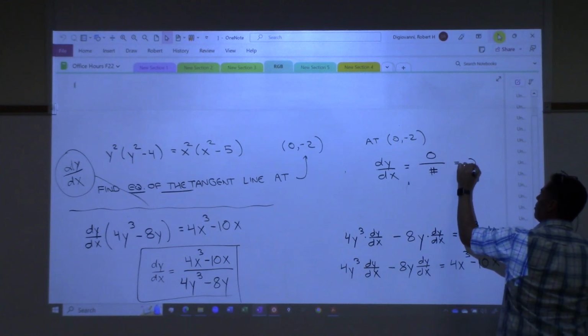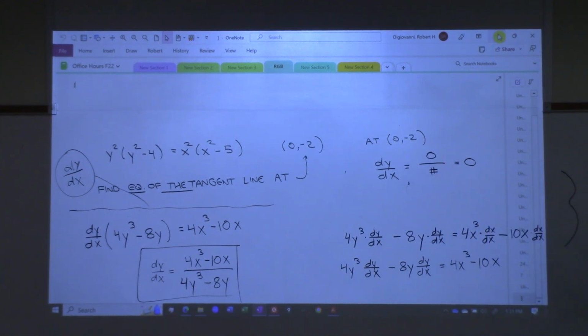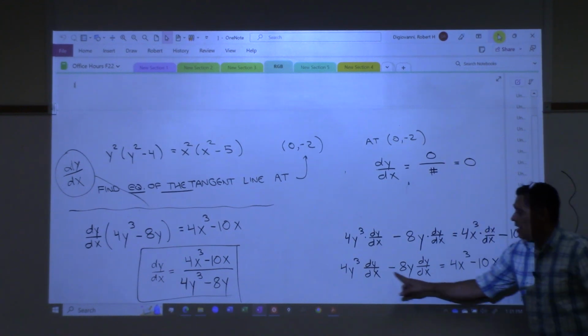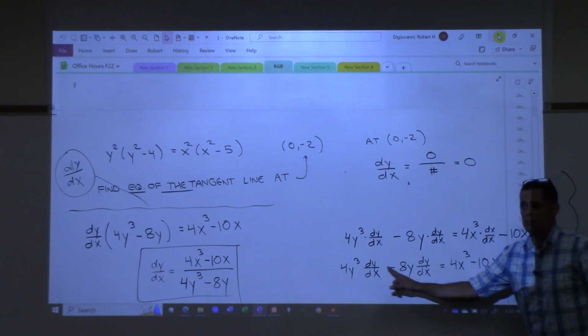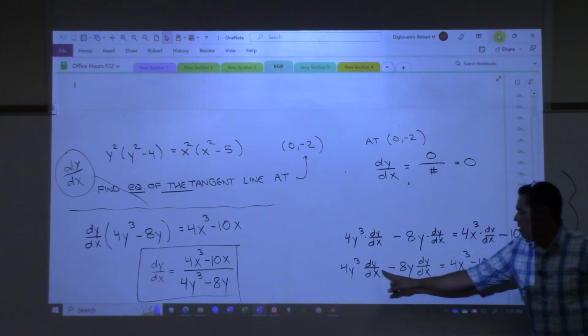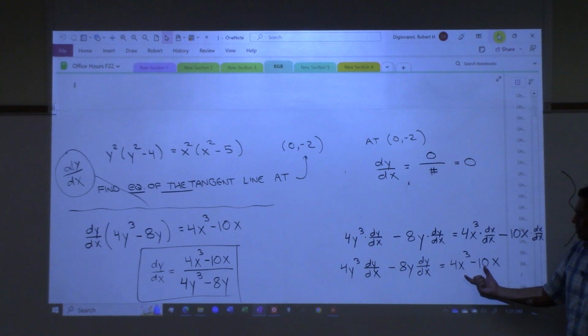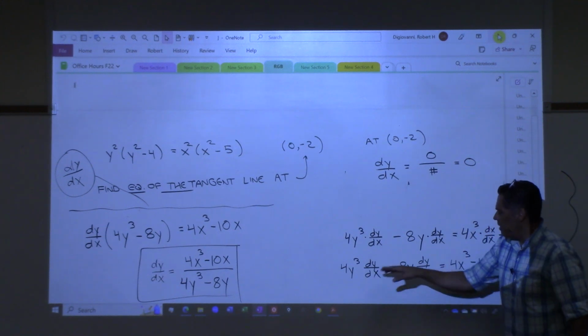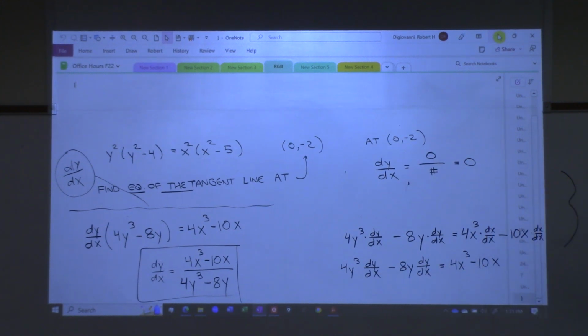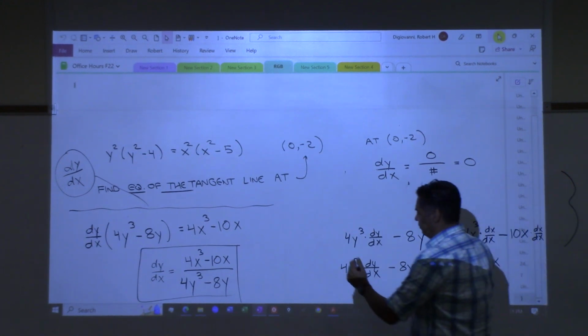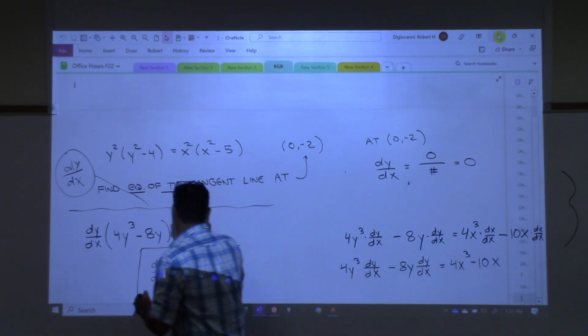So that means our answer is 0, right? Our slope of our tangent line is 0. Which you should have gotten that same thing had you plugged in over here. Okay, if you plugged in 0 for x and replaced your y's with -2s, you should have still got 0. So I know that the slope of the tangent line is 0 at that point. So now what I can do is write the equation of my tangent line.